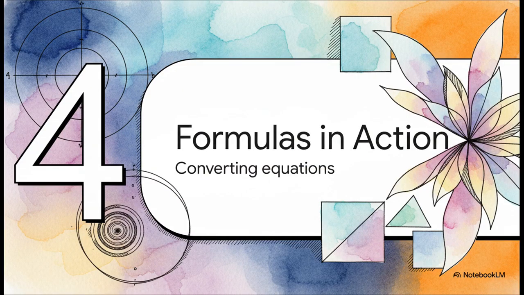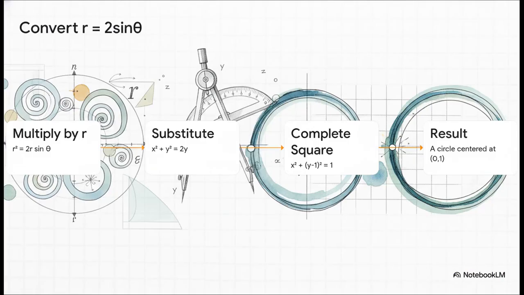All right, converting single points from one system to another is cool and all, but the real magic of polar coordinates happens when we start converting entire equations. This is where really complicated-looking shapes can suddenly become super simple and vice versa. Okay, get this. The equation is r equals 2 sine theta. Looks pretty weird, right? But watch this little trick.